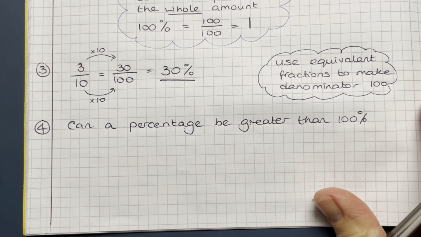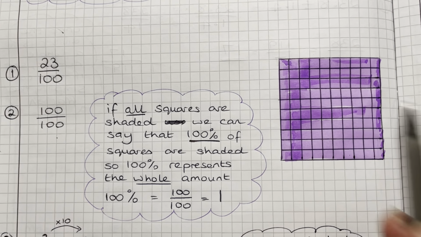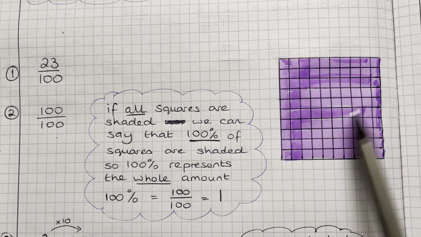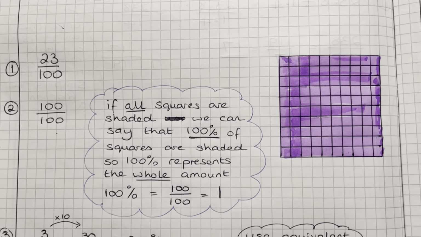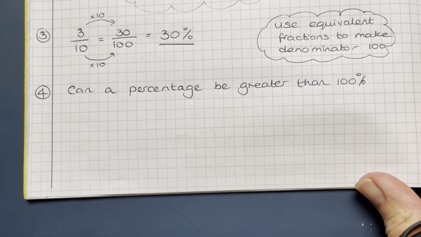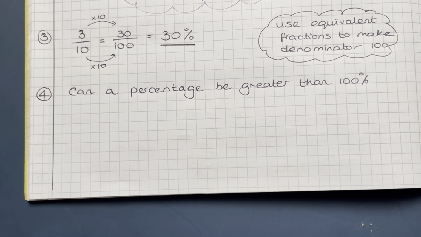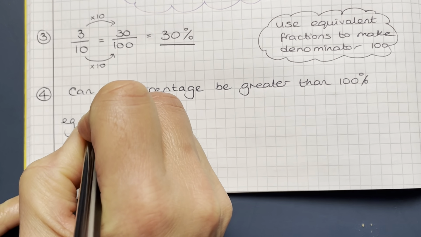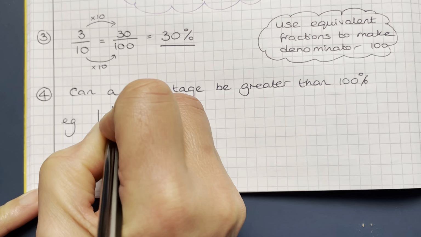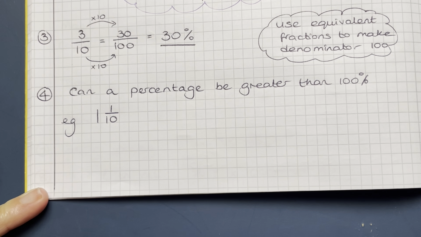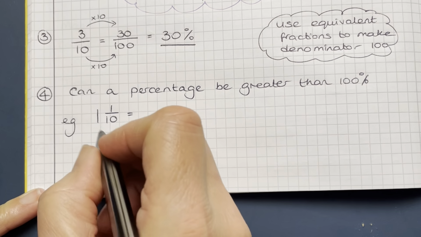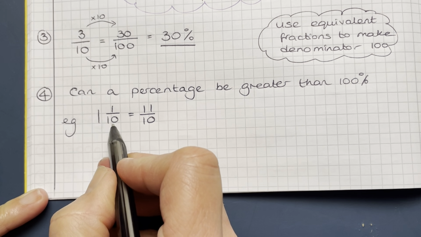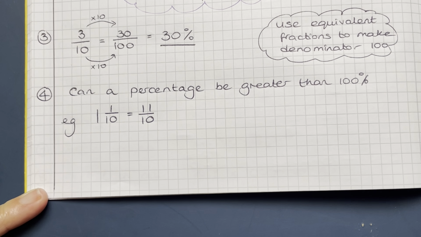Now, this can sometimes be confusing, particularly if we look at a diagram like this and we say, well, all of my squares are shaded. My whole is shaded and therefore I've got 100%. How can I have more than 100%? Well, let's just think about fractions for a moment. Let's take an example of a mixed number fraction. I'm going to choose 1 and 1/10. I know that I can write my mixed number fraction as an improper fraction. That would be 11 over 10. 1 multiplied by 10 is 10 plus 1 gives me 11 over 10.